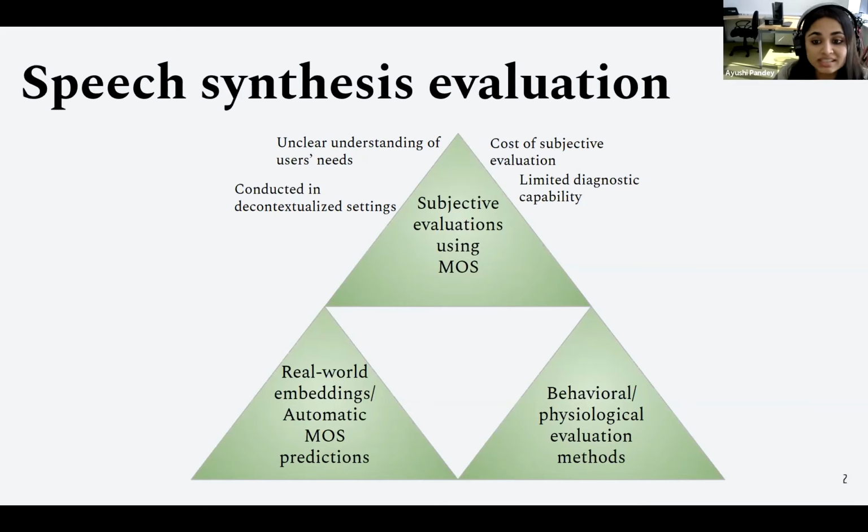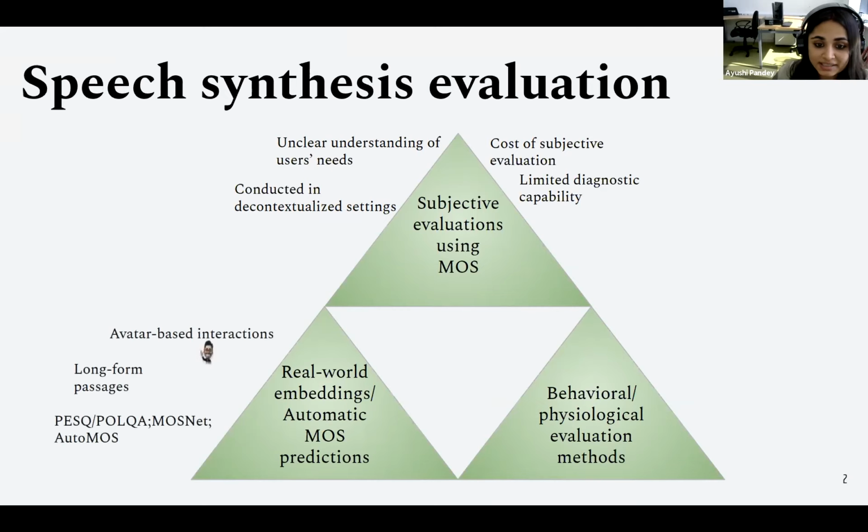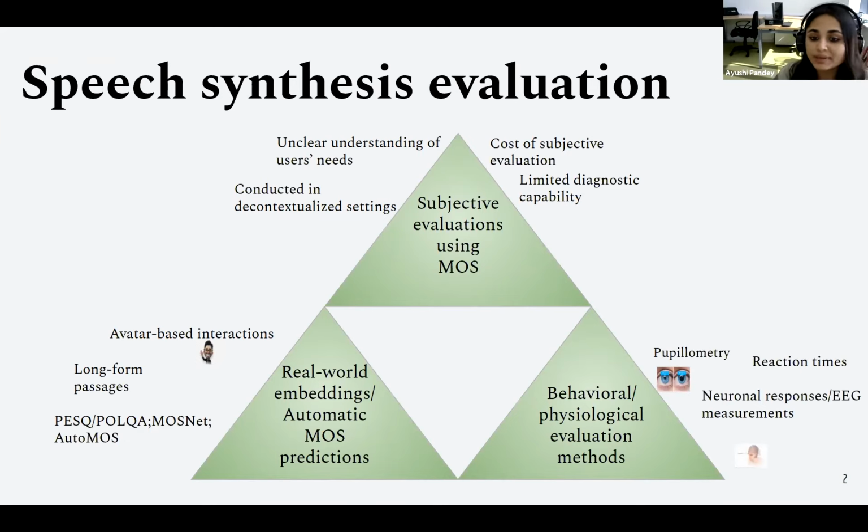At the same time, diagnostic limitations of MOS have been identified. That number on the MOS scale can mean anything from segmental distortion to prosodic flatness, even to background noise. In light of these issues, some research groups have approached embedding the evaluation in real-world settings or using automatic measurements to evaluate synthetic speech. Some examples are listed on your left. On the other hand, some research groups have identified that using behavioral or physiological measurements may help us understand user experience without tapping into the conscious decision-making process of the users. The examples of these are listed on your right.